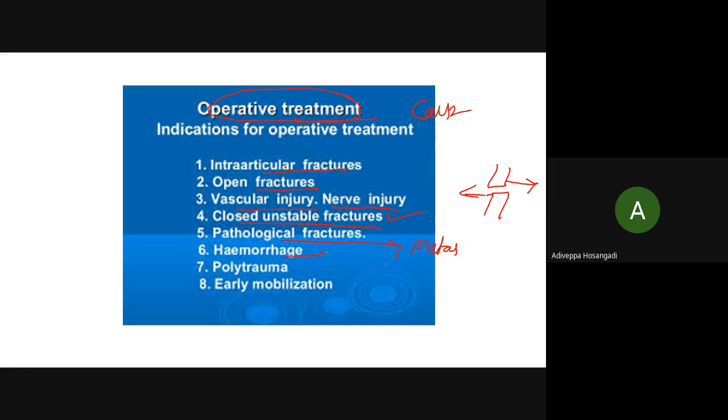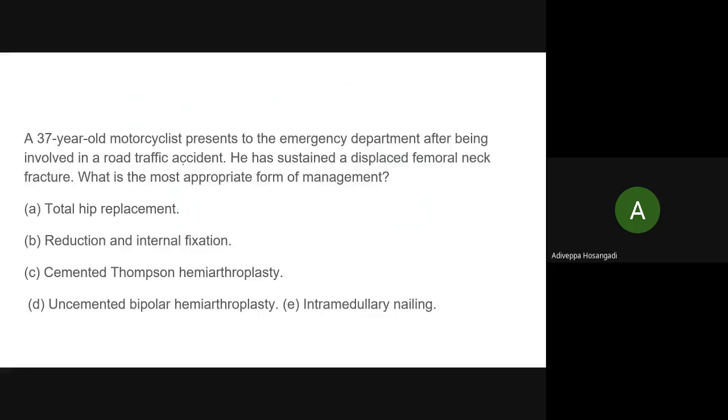If there is a lot of hemorrhage, polytrauma, or multiple fractures, it is better to fix so that nursing care can be improved. Early mobilization: people who are in a high profile job want to go to the office early, instead of lying down on the bed for months together, you have to fix. These are the indications for operative management. Otherwise, you can treat the fractures conservatively.